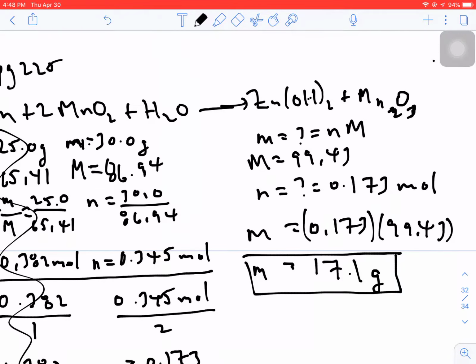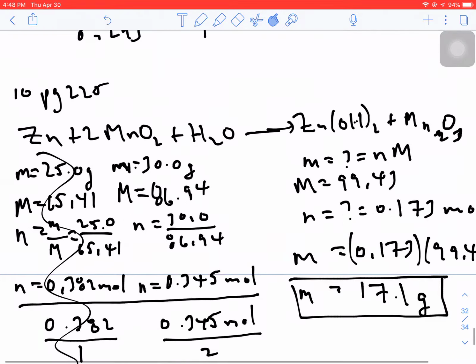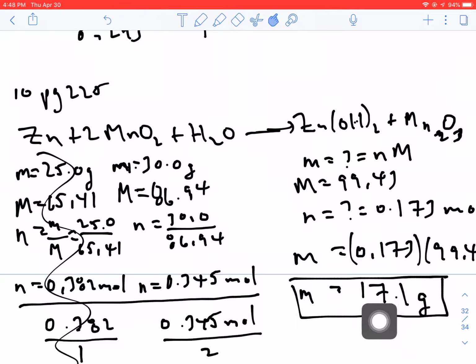Okay, so the question says, when you put 25 grams of zinc and 30 grams of MnO2 into that flask, how much zinc hydroxide are you going to make? I'm going to make 17.1 grams of zinc hydroxide. Okay, all these questions are the same, right?